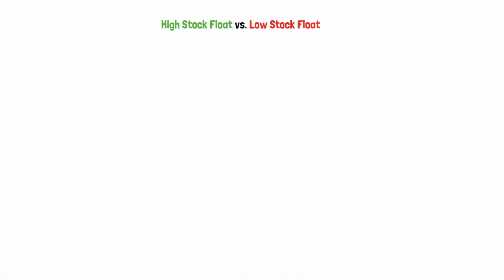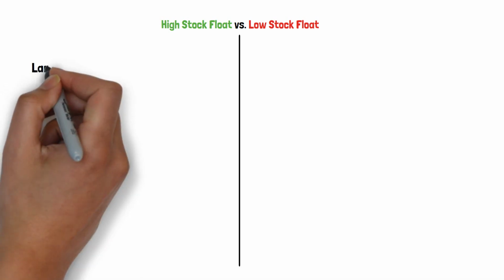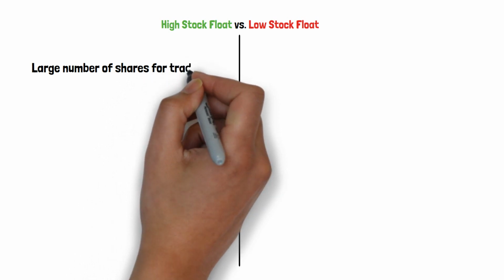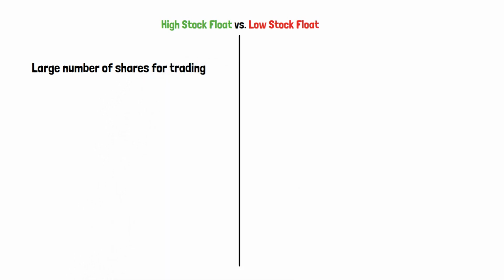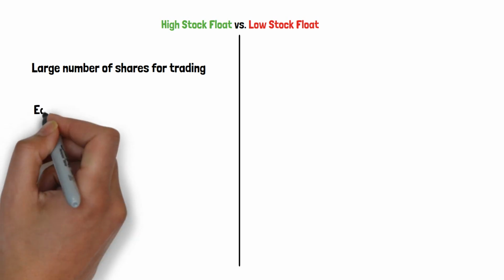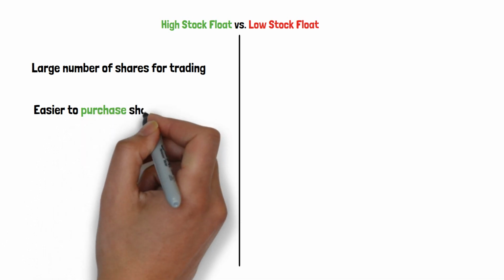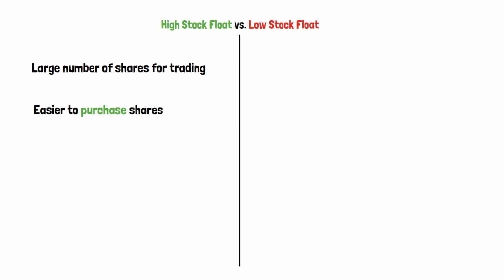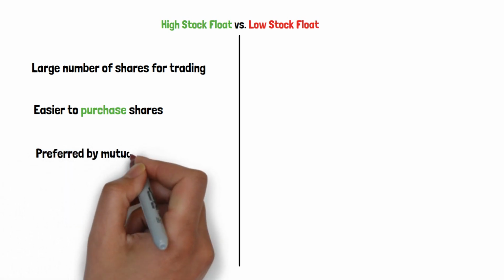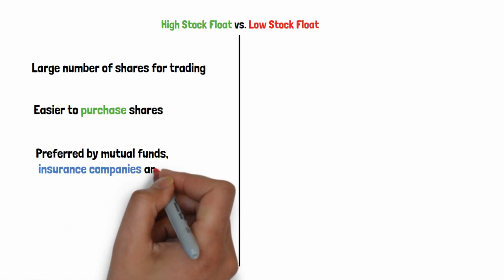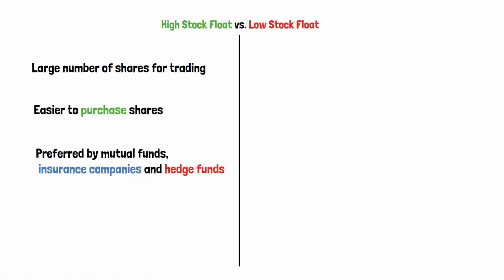This brings us to the next topic, which is what actually constitutes a high float stock versus a low stock float. A stock's float is considered high if it has a large number of shares available for trading. In our example, Apple's float would be considered high because the vast majority of the total stock is open for trading. It also indicates that it's easier for investors to buy and sell the stock because there isn't a lot of demand. High float stocks also tend to be preferred by institutional investors like mutual funds, insurance companies, and even hedge funds because they have the ability to purchase large blocks of shares without impacting the price of the stock too much.